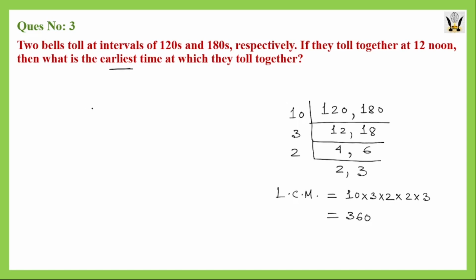So after 12 noon, the time interval will be 360 seconds when they will toll together, and 360 seconds means 360 divided by 60, so it will be 6 minutes, and that means the time we need to find will be 12:06 p.m.